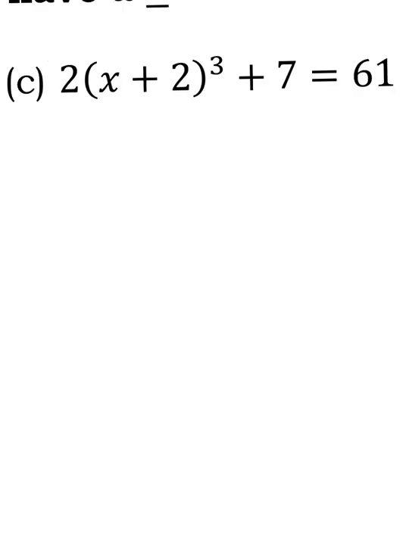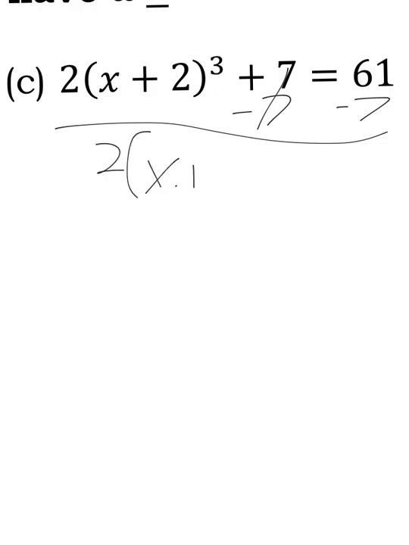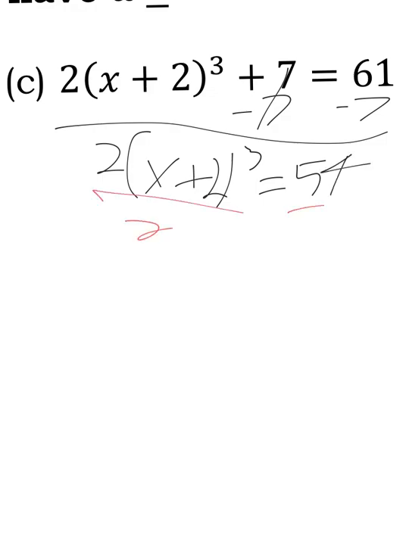So for part C, there is a 2 on the outside of the parentheses, which means I'll have to divide. But you should always add or subtract first. So I'm going to minus 7 over before I do that. So 2 times x plus 2 raised to the 3rd power equals 54. Which means now I can divide by the 2. And 54 divided by 2 is 27.